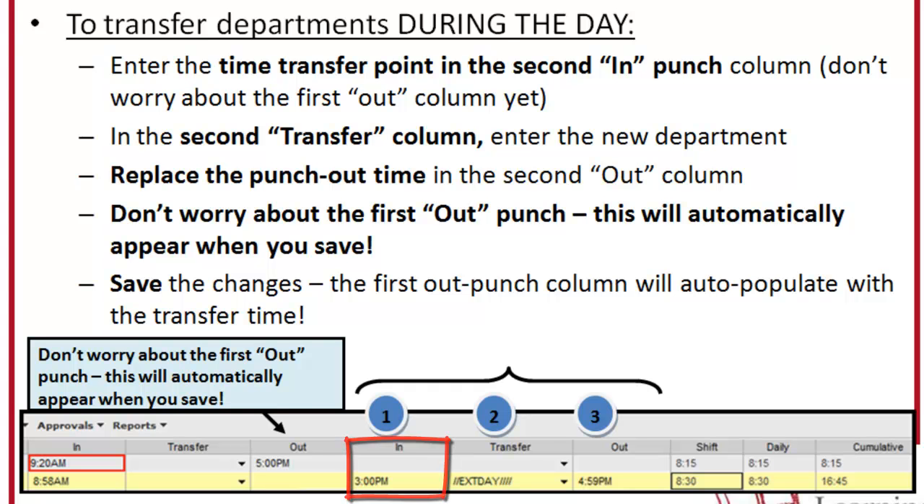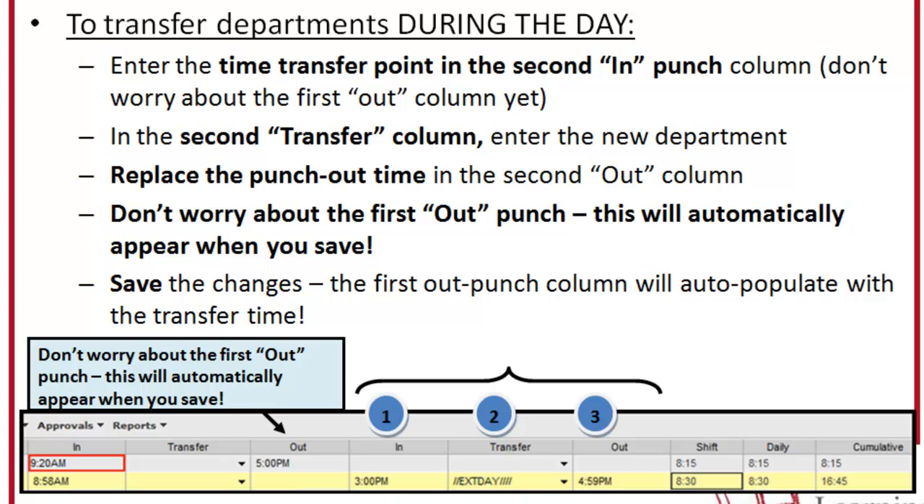Don't worry about the first out column just yet. And in the second transfer column, you'll need to enter the new department or facility using the search process that we just outlined. Then you can replace the actual punch out time in the second out column. So if the employee had just punched in and out without transferring, you can take the out punch out of the first column and put it into the second out column. Don't worry about filling out that first out column right now, because this will automatically appear when you save. Once you save the changes, the first out punch column will auto-populate in order to transfer the time smoothly for that employee.